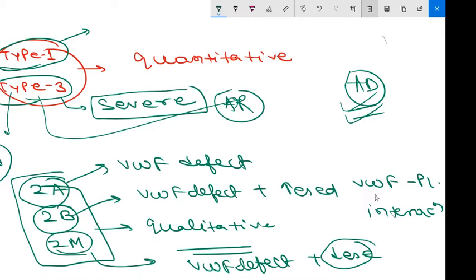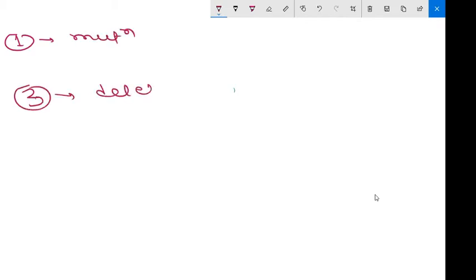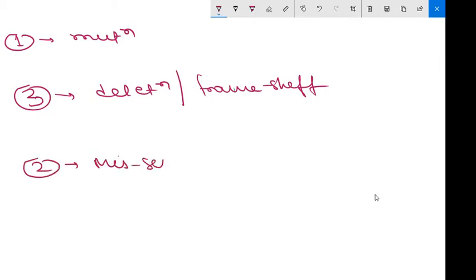So this is the classification. Now for the next point, mainly: type 1 disease is due to mutation mainly. Type 3 disease is due to deletion or sometimes frame shift mutation, and type 2 is due to missense mutation.